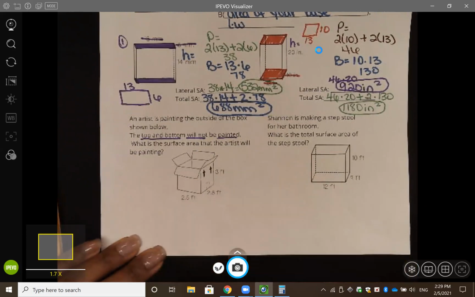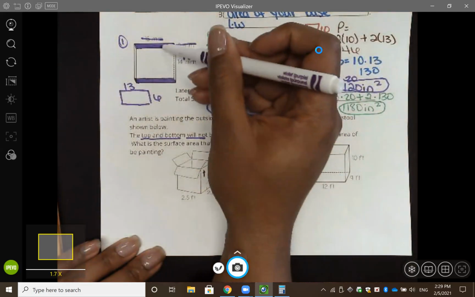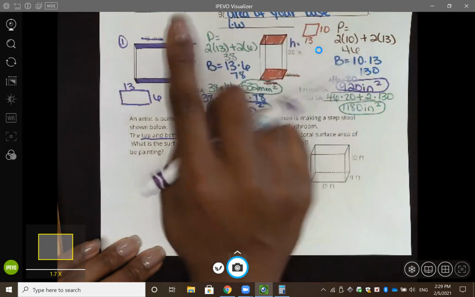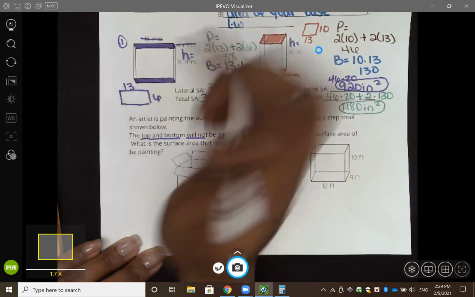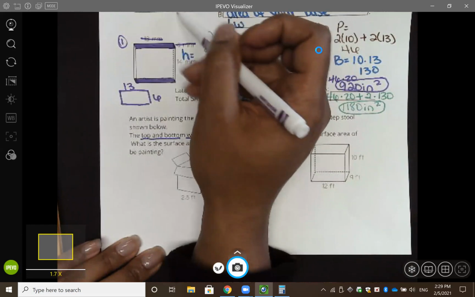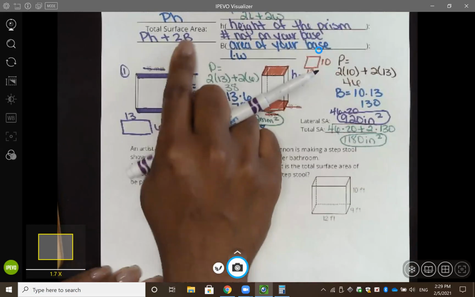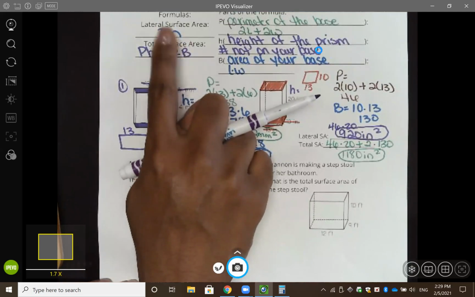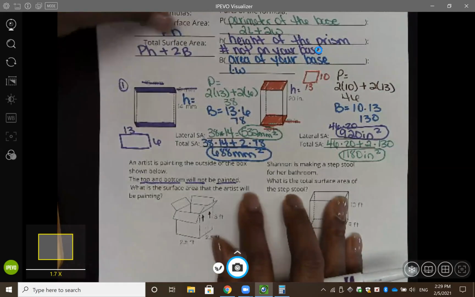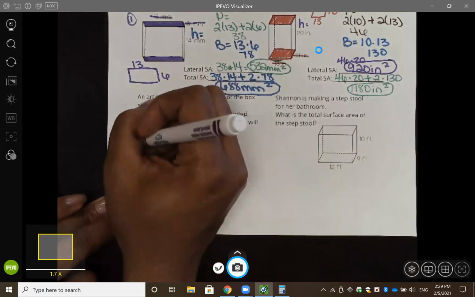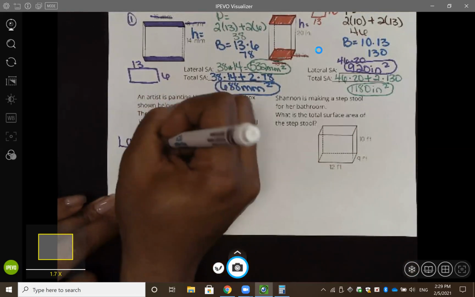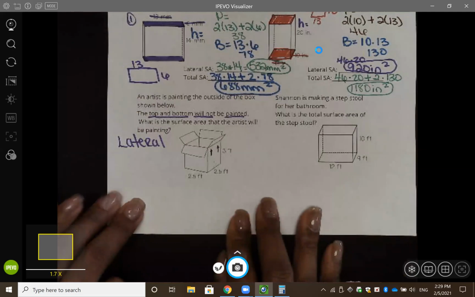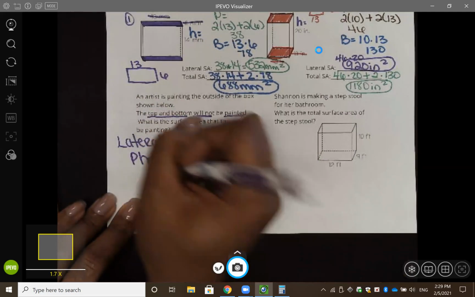So first off, let me determine if my top and bottom, which is my bases, are not being painted, then that means only the lateral parts. Because remember, this is your bases. So since my bases are not being painted, then only my lateral is being painted. So I need to use this formula right here. So what surface is being painted? Lateral. And then I will go ahead and solve for lateral, okay? Lateral is perimeter times height.